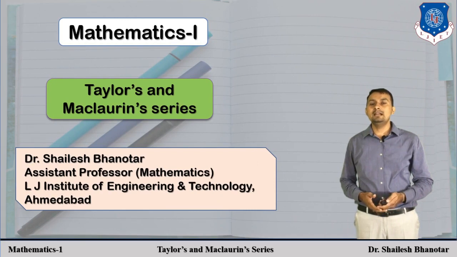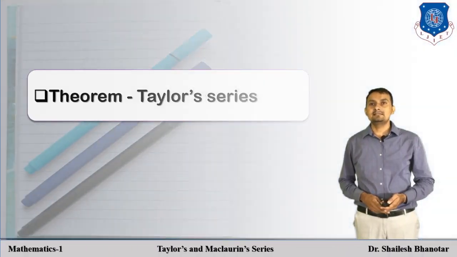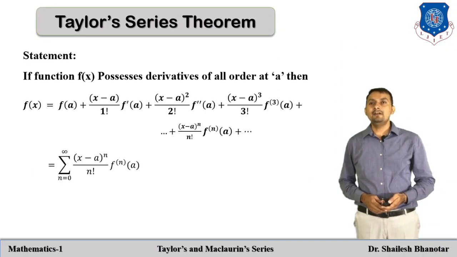Now let's have a look at the first theorem, the Taylor series. If the function f(x) possesses derivatives of all orders at a, then f(x) can be expressed as f(a) plus (x minus a) divided by 1 factorial times f dash at a, plus (x minus a) whole squared divided by 2 factorial times f double dash at a, and so on. This can be expressed as a summation: summation from n equals 0 to infinity of (x minus a) raised to power n divided by n factorial, into the nth derivative of function f at a.